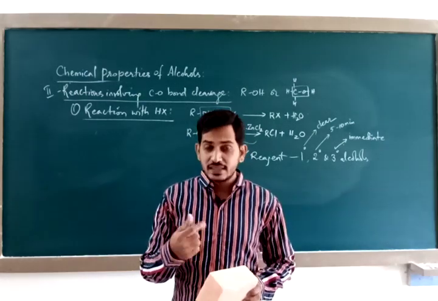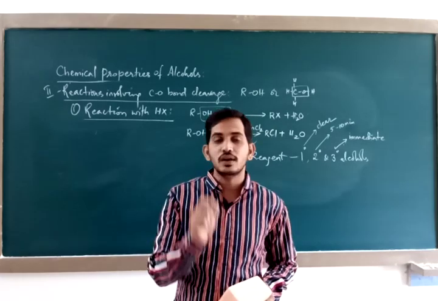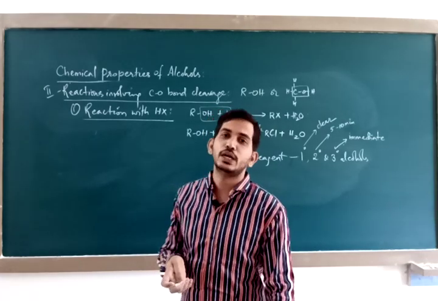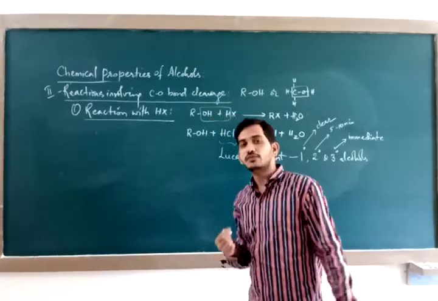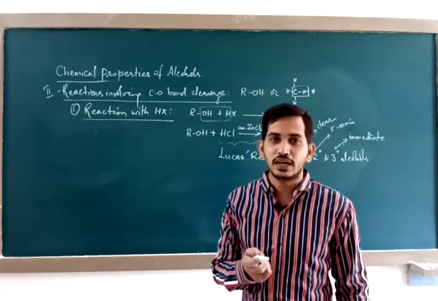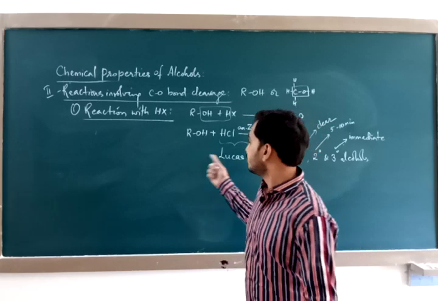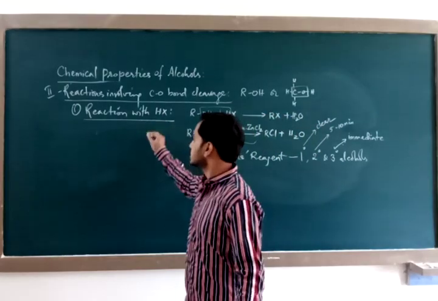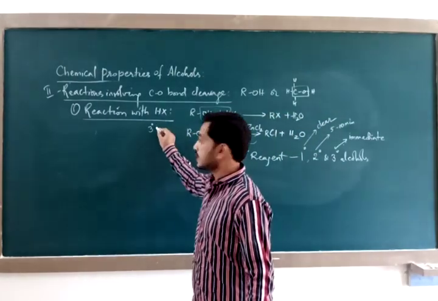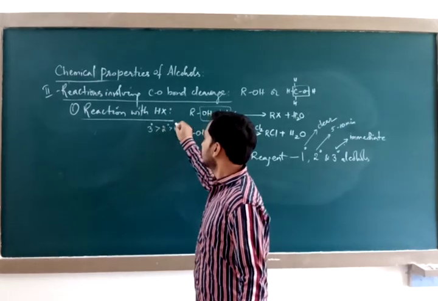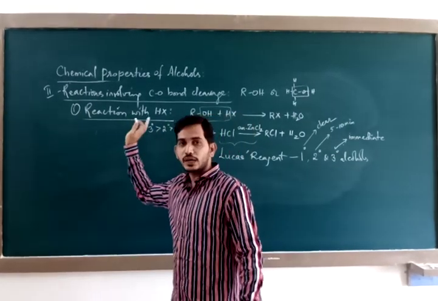So utilizing this, you can say which alcohol reacts faster with a given hydrogen halide. The alcohol which reacts very fast with a given hydrogen halide is tertiary. So the order of reactivity of alcohols with HX is: tertiary alcohols react faster than secondary, which react faster than primary, with hydrogen halide.